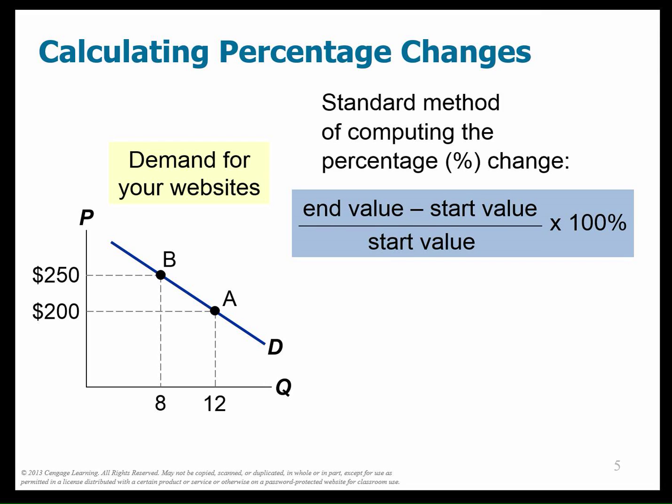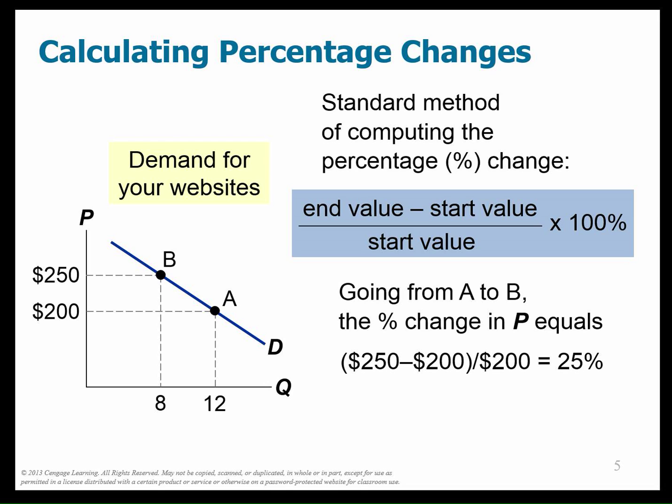So in your math class, probably in 9th or 10th grade, you learned that in order to find the percentage change, you just take the end value minus the start value divided by the start value times 100. Okay, so here's how we compute the change in price. We go from 200 to 250. So that's a change of 50 divided by the start value, which is 200. That's where we get this is my 50 and this is my start value. It equals 25%. All right.